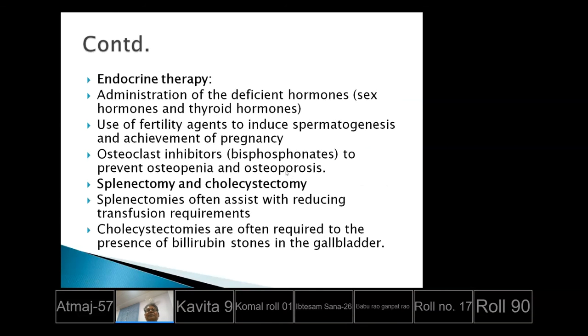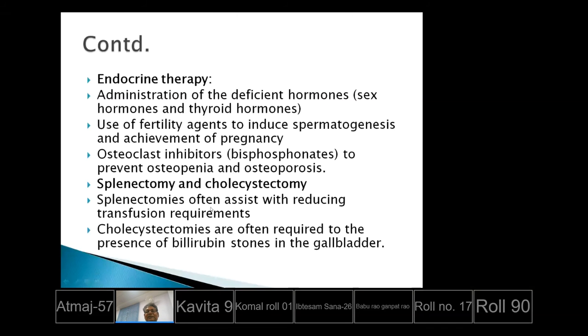Endocrine therapy: administration of deficient hormones, sex hormone and thyroid hormone, and use of fertility agents to induce spermatogenesis and achievement of pregnancy. Osteoclast inhibitors, bisphosphonates, to prevent osteopenia and osteoporosis. Next treatment is splenectomy and cholecystectomy. Splenectomy often assists with reducing transfusion requirement. Cholecystectomy is often required due to the presence of bilirubin stones in the gallbladder.